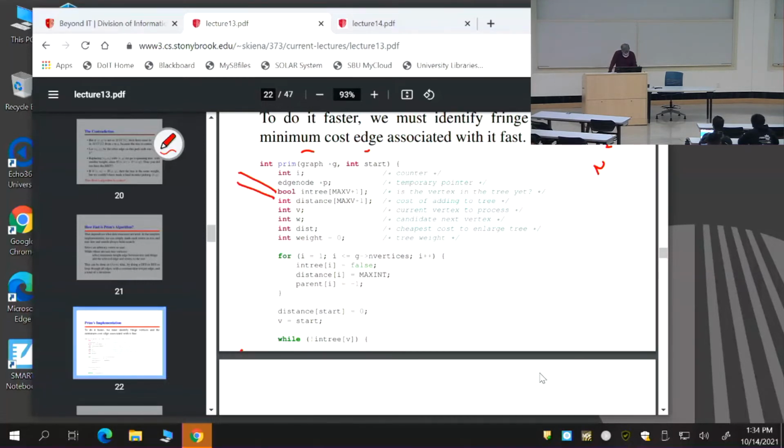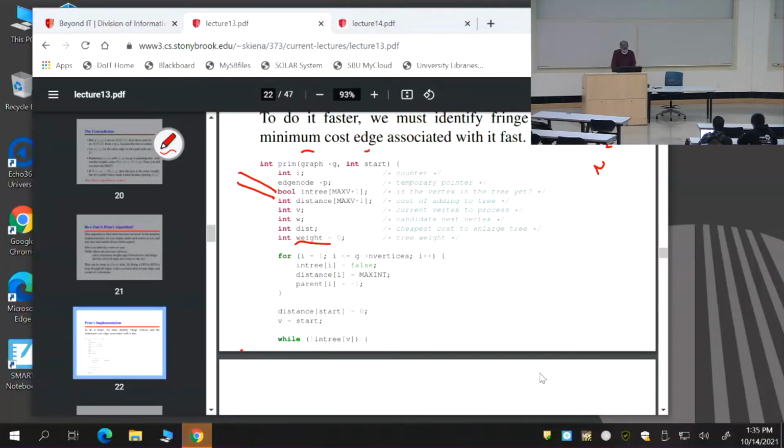Distance is going to be the cheapest way I know of to get vertex I into the tree. Every vertex is either going to be in the tree or there is a cheapest way I know about so far to get it in the tree. That's what the distance vector is going to keep track of. And the total weight of my tree, I'm going to keep track of as well.